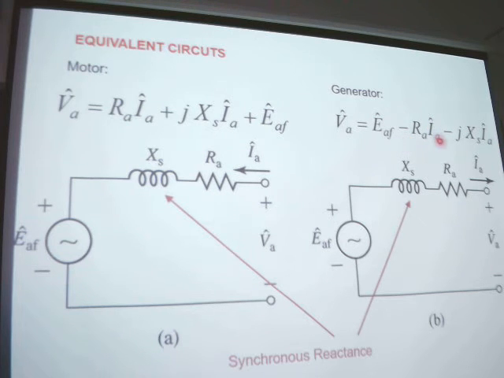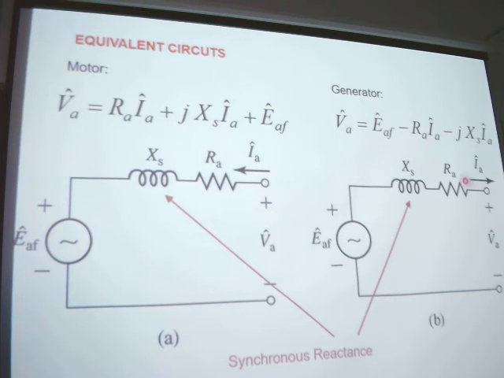There is a minus because EAF is larger than VA when it is a generator. But for the motor, it's opposite: VA is larger than EAF. But the two equations are both okay. Both can be used to calculate these variables.